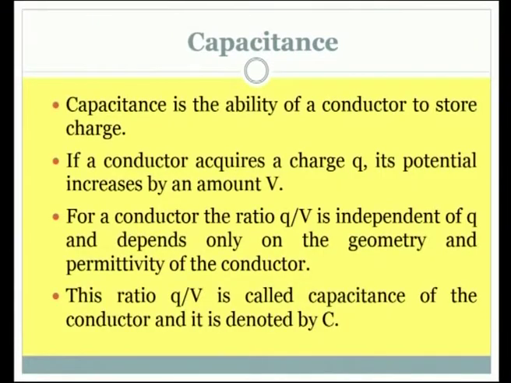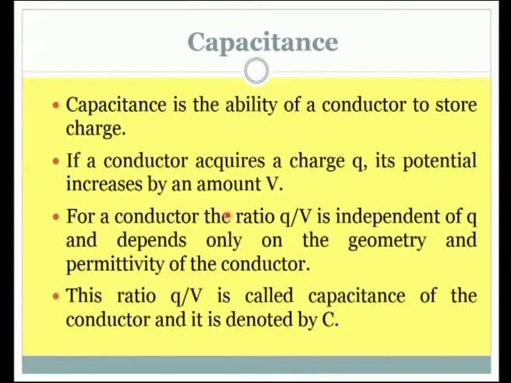So, we will have to learn the technical definition of capacitance. If a conductor acquires a charge q, its potential increases by an amount V, or we can say because of the charge q it would have the potential V. So, these two quantities are inevitable. For a particular charge q, there is a potential associated with the conductor on which the charge is kept. Because of the charge there is a potential, right.